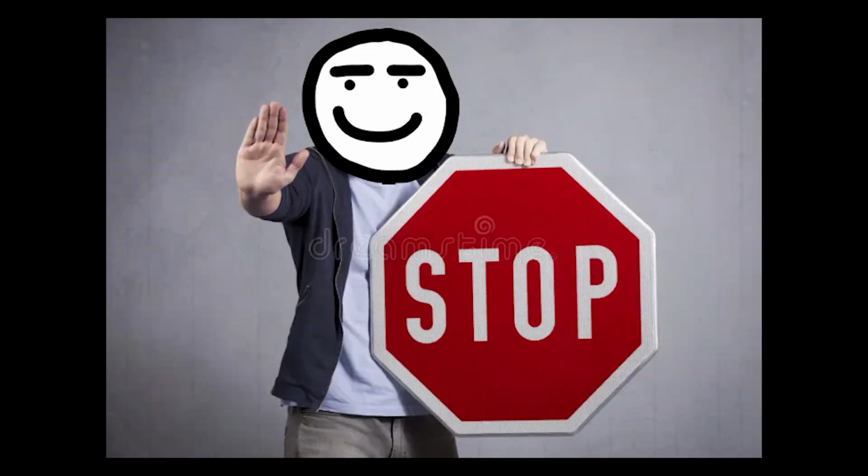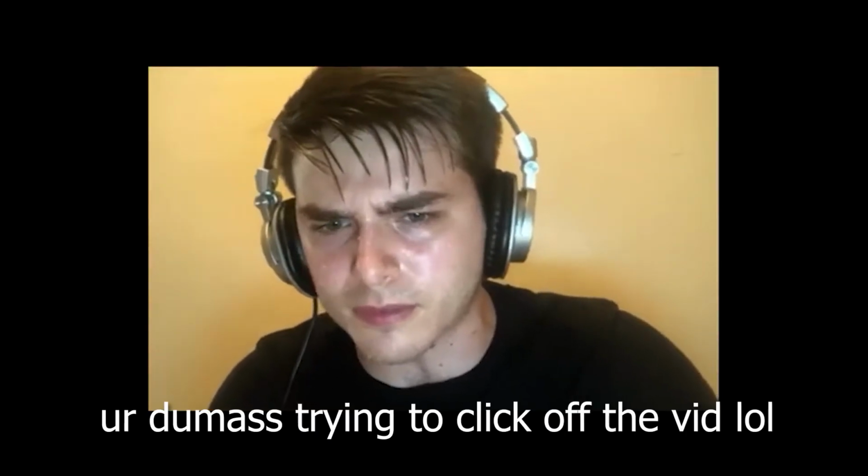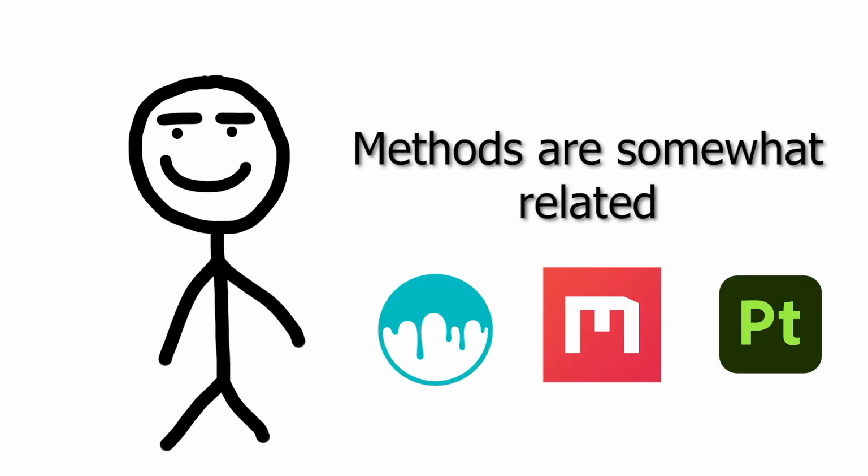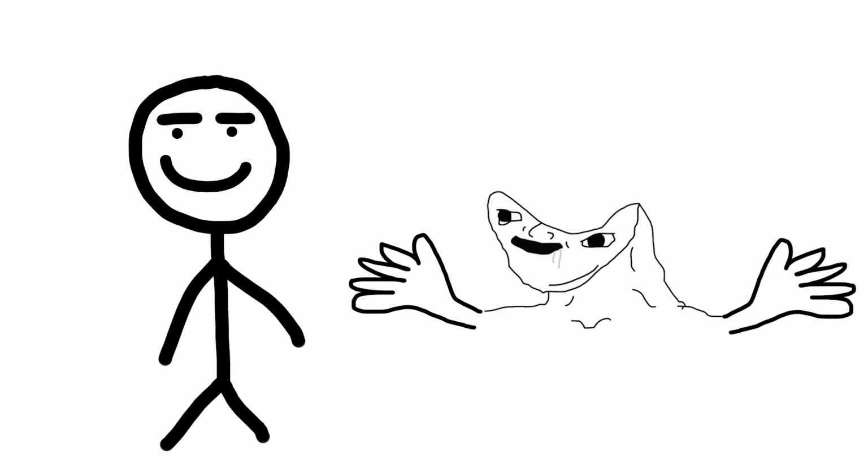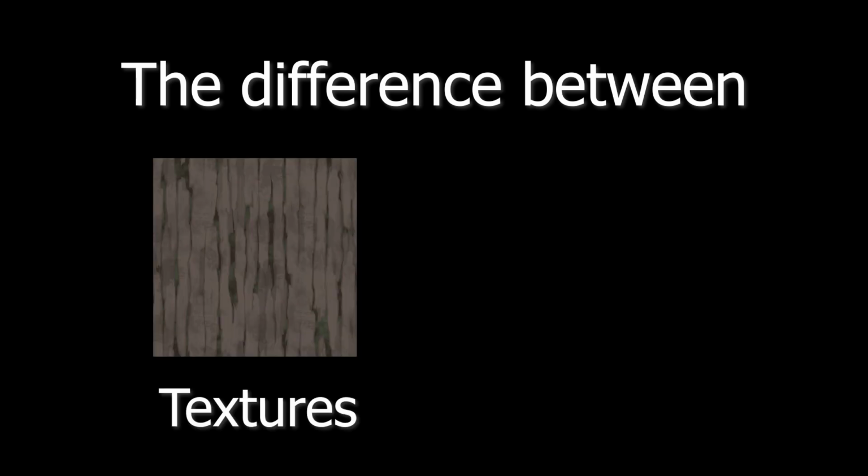But hold your horses. Before you click off this video because you don't want to get Substance Painter, this video will also have important texturing information that you could use regardless of the software that you plan to use. But before you get your grimy hands on Substance Painter, we have to first talk about the different types of textures. For one, we have to talk about the difference between textures and materials.